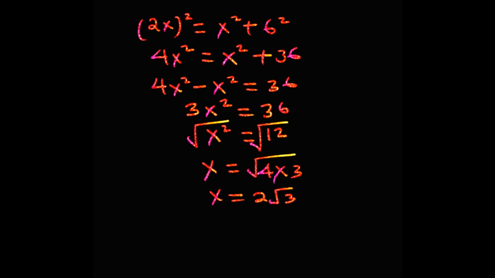So again, because x is a length, we have to restrict that x must be greater than 0, so that x is just equal to 2 root 3 centimeters, or meters rather.